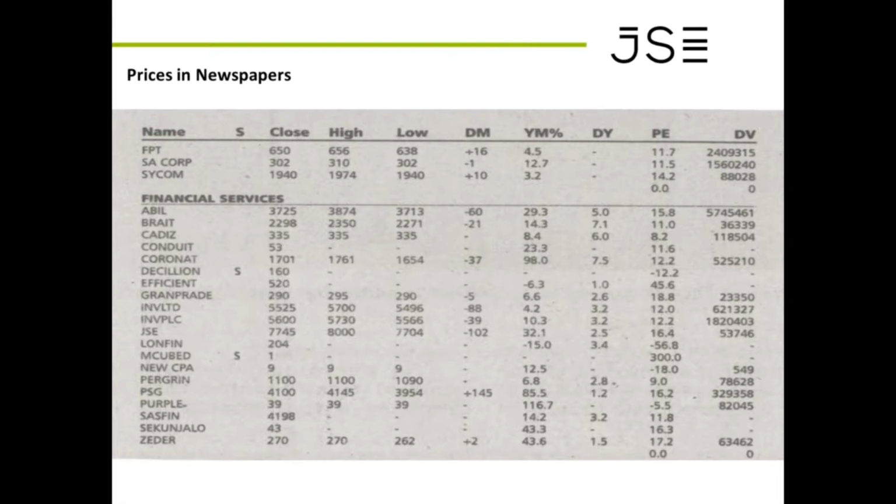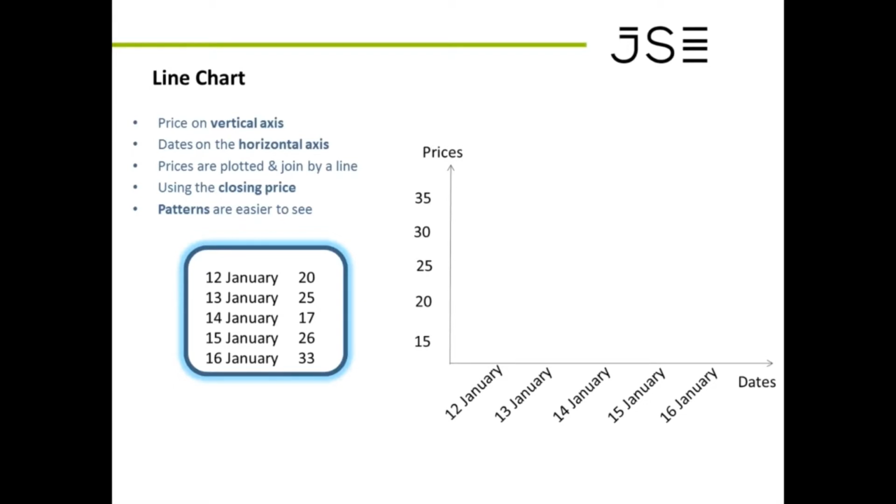There again, you would collect this data and take the different columns for your charting. So here we're going to first look at a line chart. The price is on the vertical axis and the dates on the horizontal axis. Prices are plotted and joined by a line. We are using the closing price because we're doing this once a day. Patterns are easier to see using a line chart.